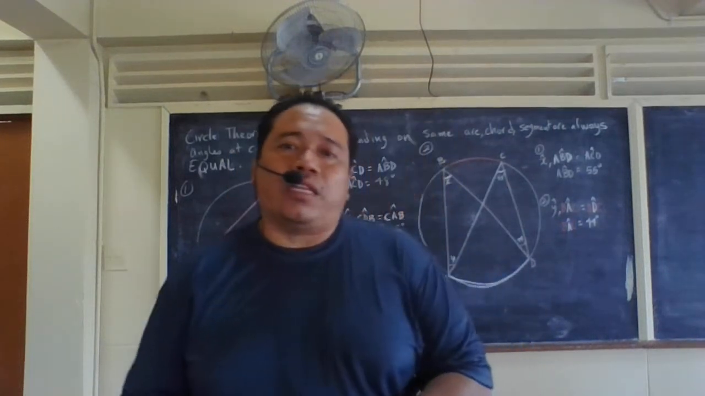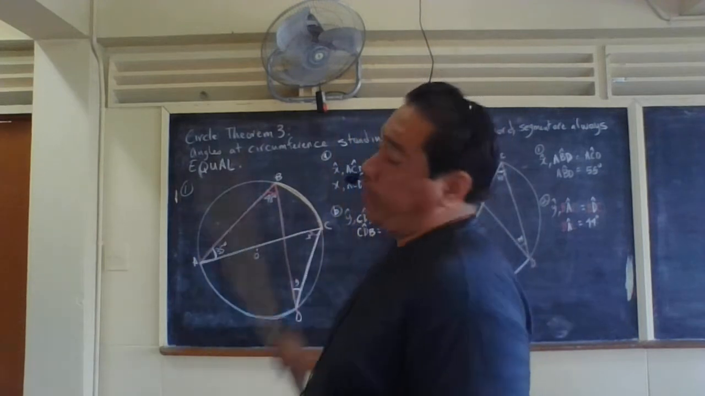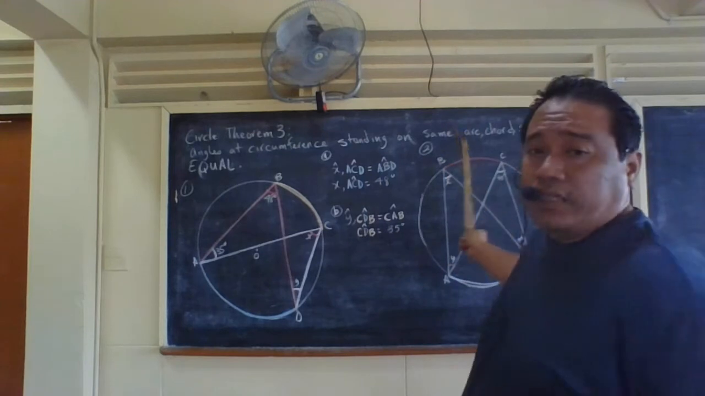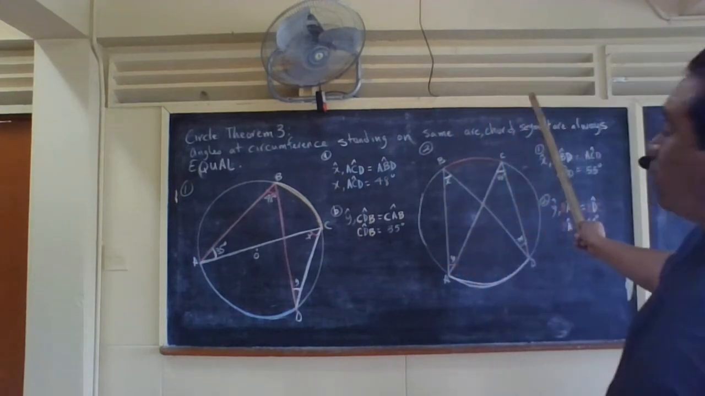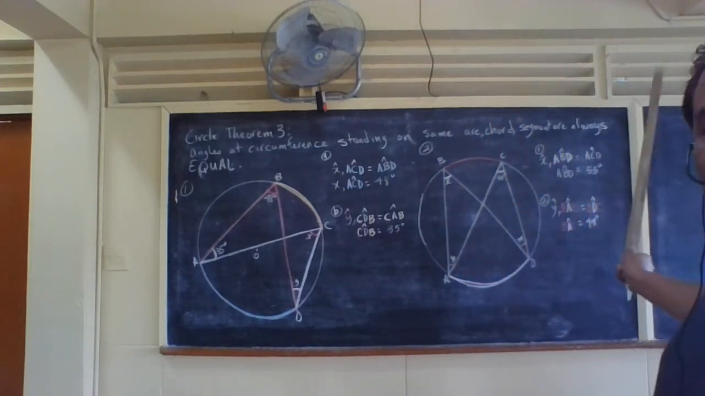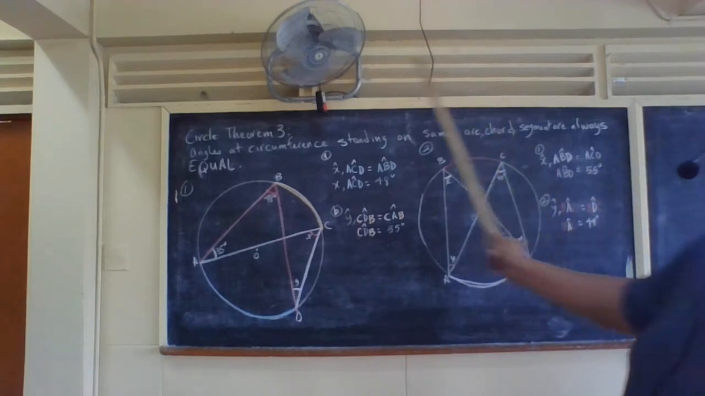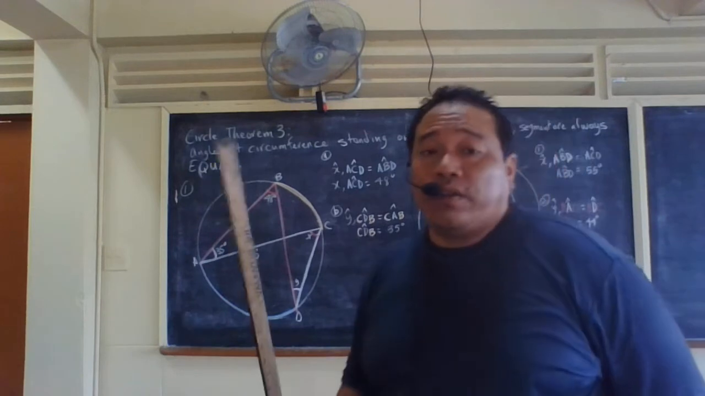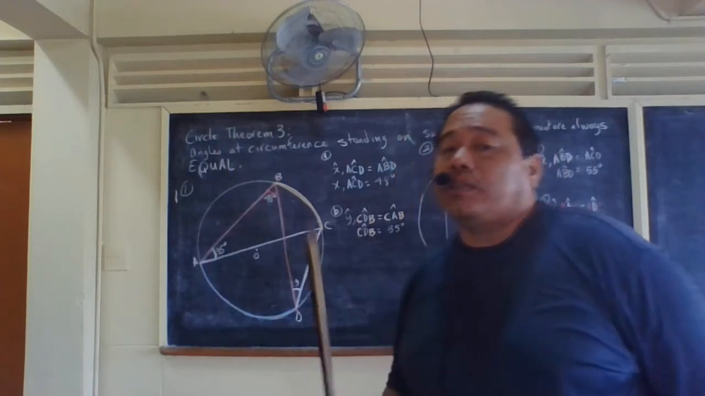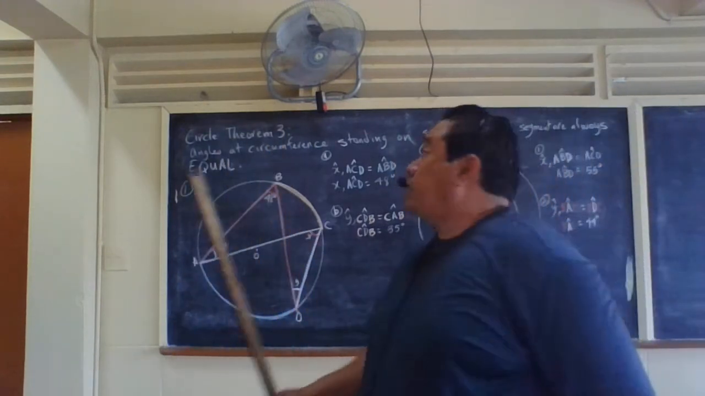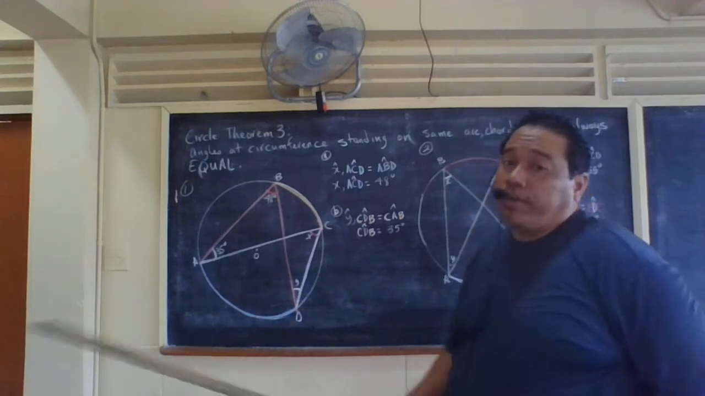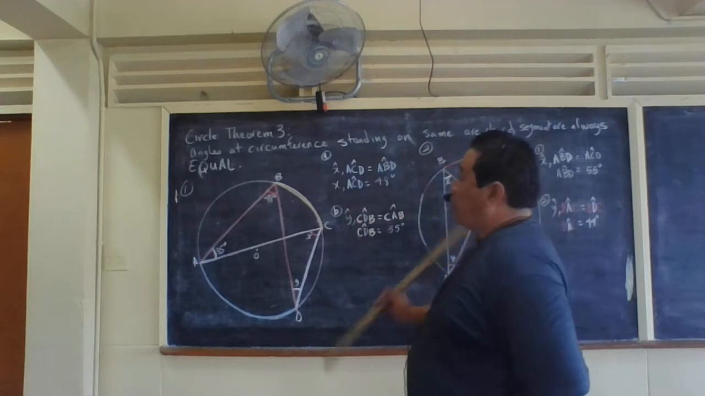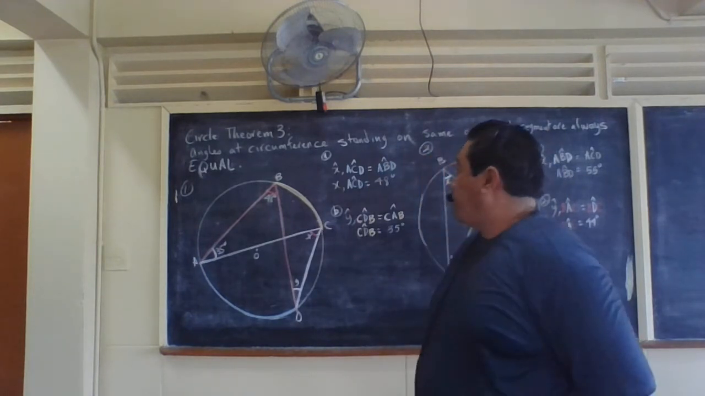Today we are looking at circle theorem number 3, which says angles of the circumference standing on the same arc, chord, or segment are always equal. This is one of the more challenging forms because people don't understand what it means to stand on the same arc, chord, and segment. So let's look at only 2 questions for this micro lesson.